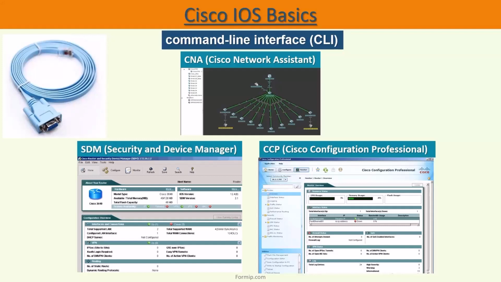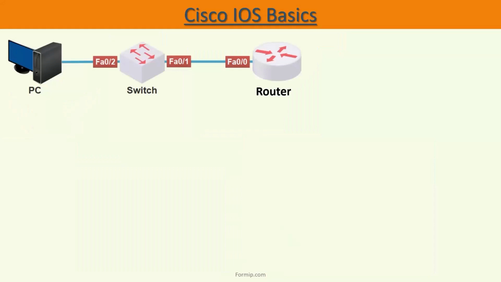The advantage of a graphical interface is that it is very easy to set up quite complex things. And the downside is that in case of troubleshooting, it will be easier to solve problems using the CLI. We will now start with a basic configuration of a Cisco device. For this, we'll use this topology.